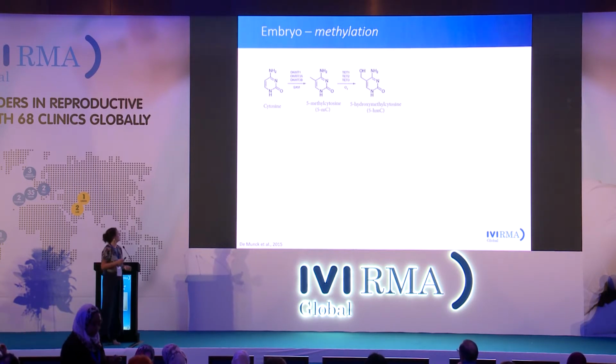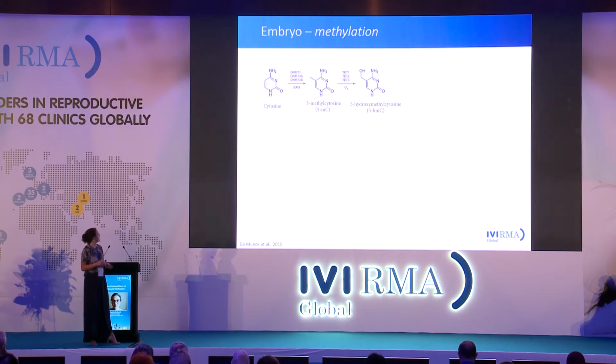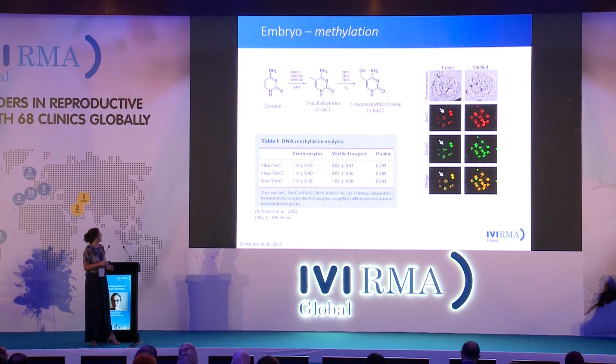Then a study analyzing the methylation. So you know, during the pre-implantation development, there are major waves of demethylation and remethylation. And this methylation is performed by DNMT enzymes, which put a methyl group on the cytosine residues. And later on, this is oxidized by TET enzymes, which put a hydroxy group. So we performed a staining for methylcytosine and hydroxymethylcytosine between fresh and vitrified oocytes. And also here, no difference was obtained at the level of the embryo.